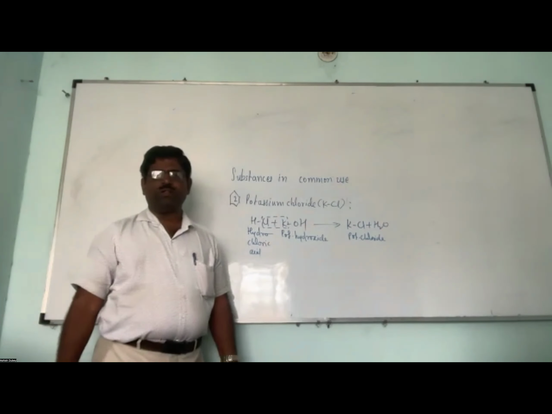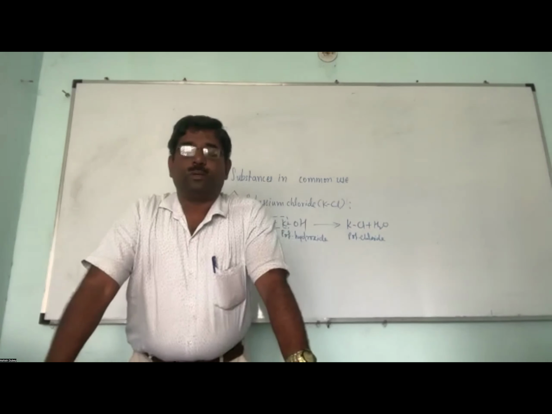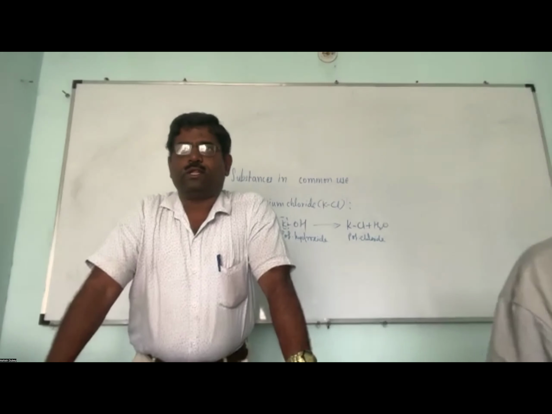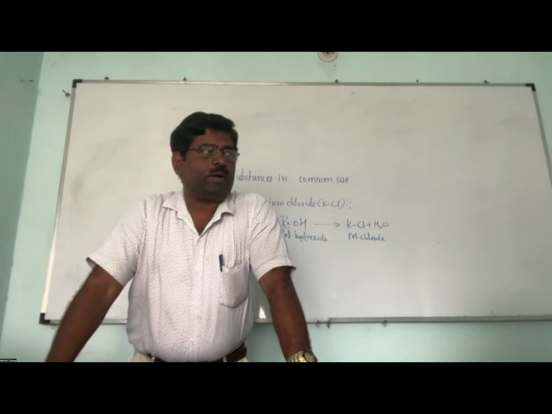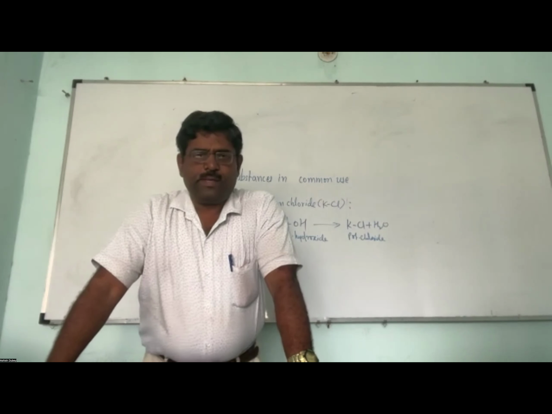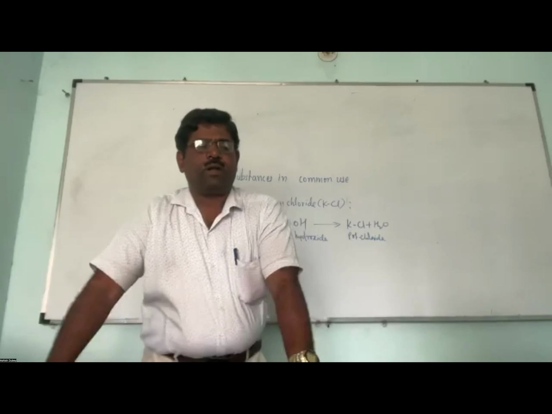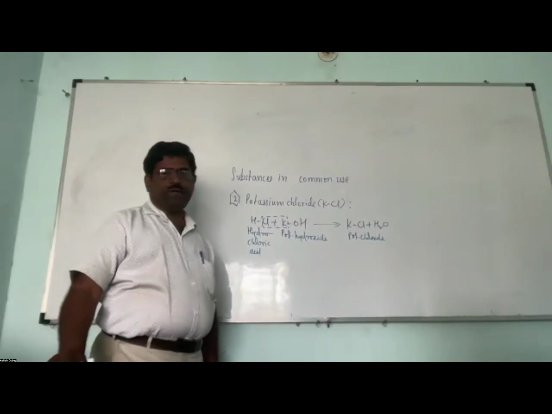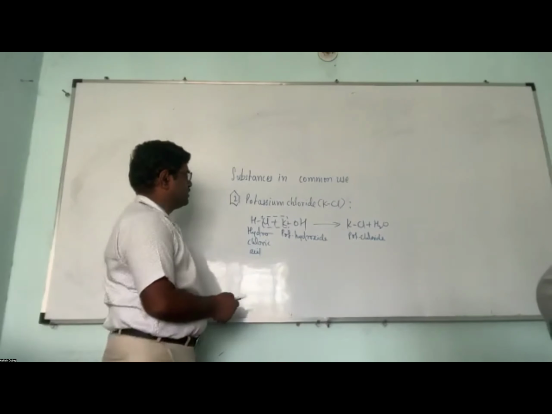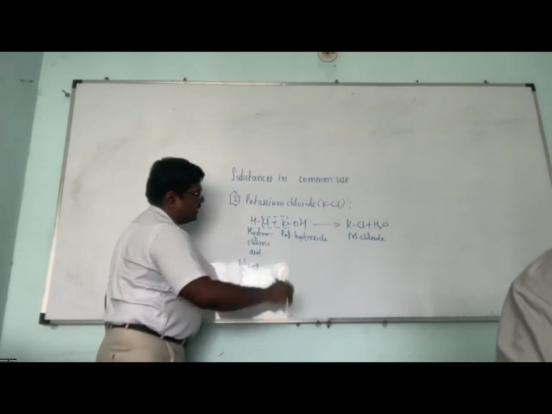Now, what are the uses of potassium chloride? First we'll see the properties. What are the properties of potassium chloride? First property, it is white in color. Second, it is soluble in water. Third, potassium chloride has a high melting point. Then next is the uses of potassium chloride.